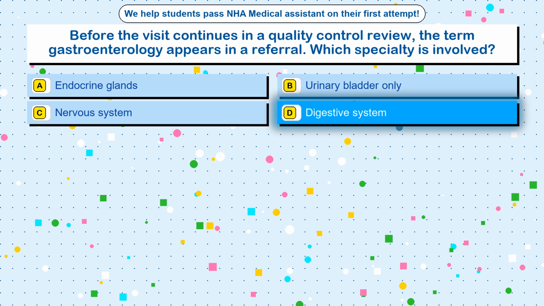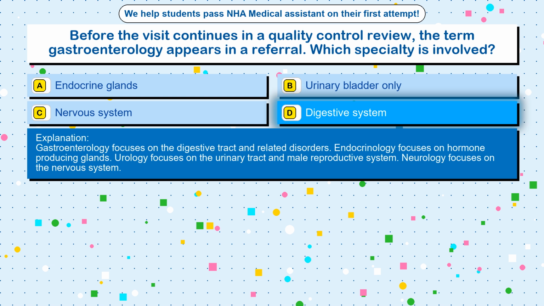Digestive system. Gastroenterology focuses on the digestive tract and related disorders. Endocrinology focuses on hormone-producing glands. Urology focuses on the urinary tract and male reproductive system. Neurology focuses on the nervous system.